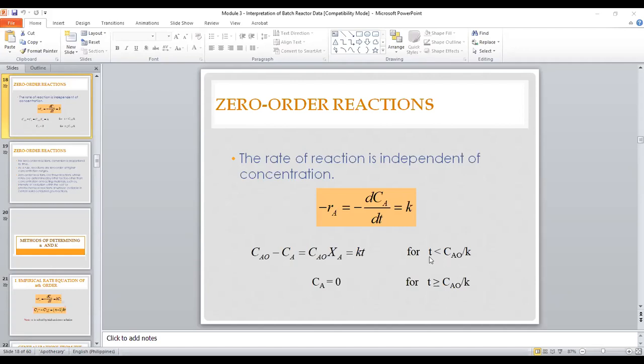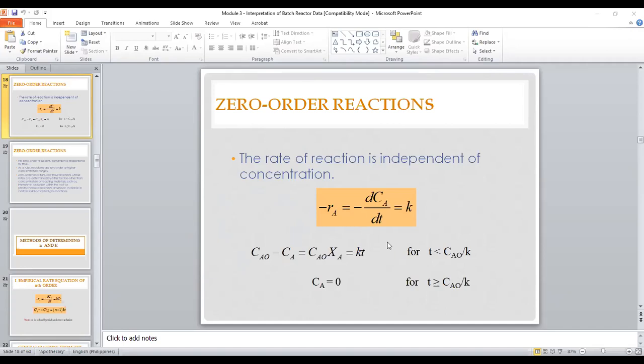But if the time given in the problem, in which you are to determine the concentration of A left or the conversion of A, is less than the initial concentration divided by k, then you are to really determine the Ca or the Xa based on this formula. Otherwise, there's no need to compute, because if you compute based on this formula, as I have said, the answer you will get is negative, telling you that A is already completely consumed or is 100% converted to the product or products of the reaction. So this one is only true for zero order reaction.